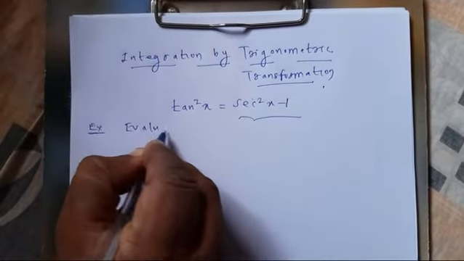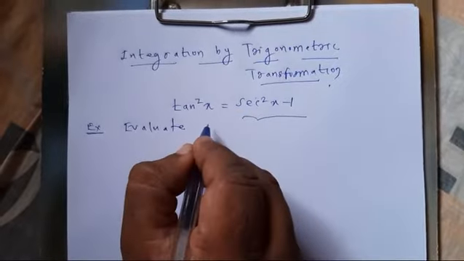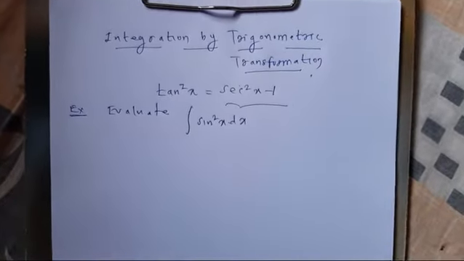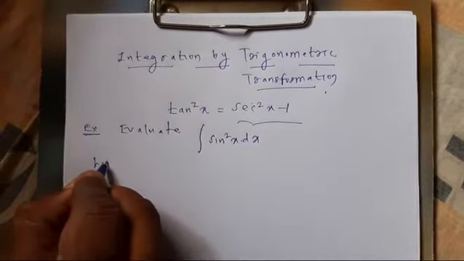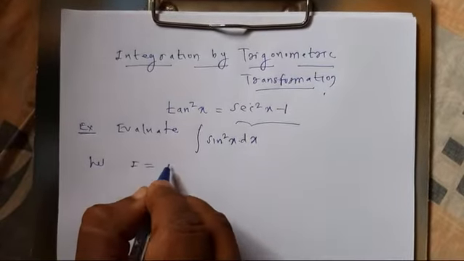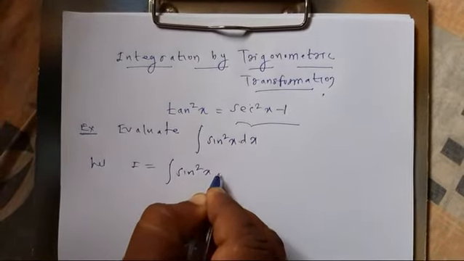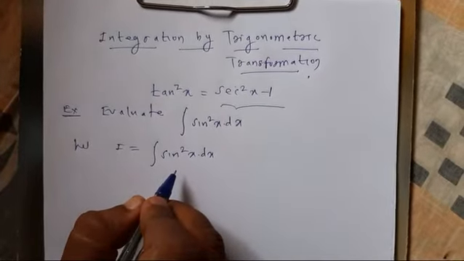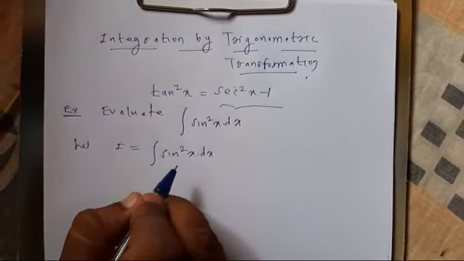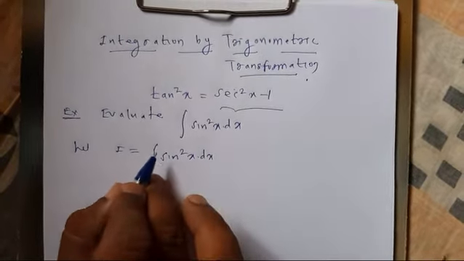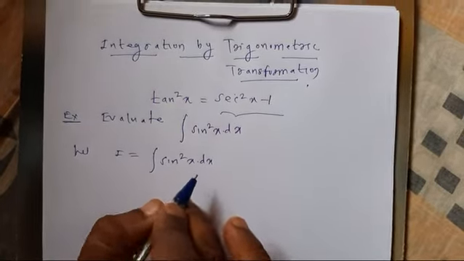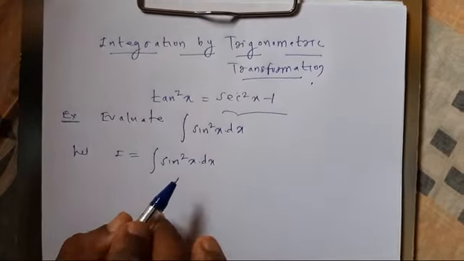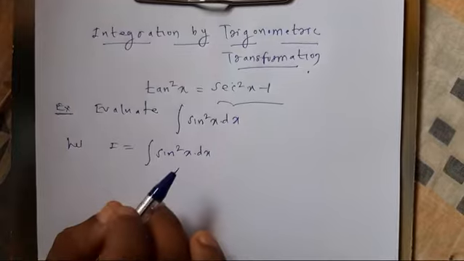Evaluate integration of sine square x dx. So let I is equal to integration of sine square x dx. Here also I am not having the formula for sine square x. I have the formula for sine x. So I will convert this sine square x into linear power. Here the power is 2, linear power, by using a half multiple angle formula.